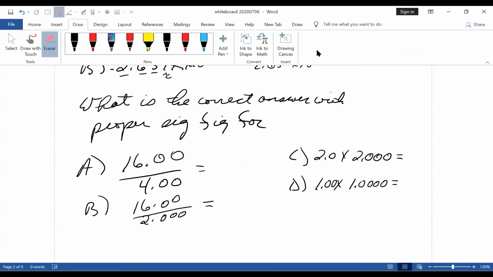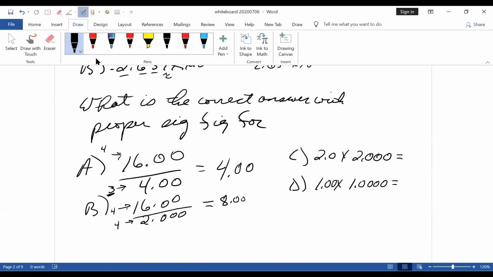All right, let's do this. We look at A. 16 divided by 4 is 4. But notice this has 4 significant figures. This has 3. So our answer should have 3, because when you multiply and divide, you get the same number of significant figures as the number with the lowest. Let's look at this one. This is 4 significant figures, and this is 4 significant. 16 divided by 2 is 8, but to write it with 4 significant figures, 1, 2, 3, 4.